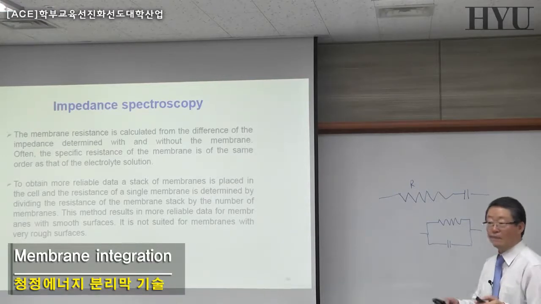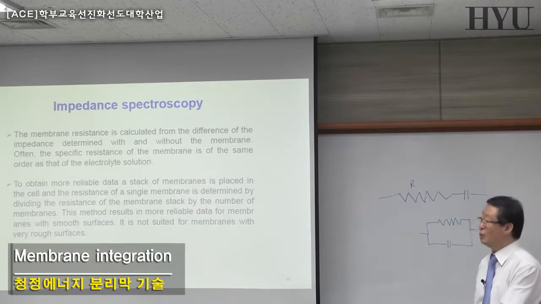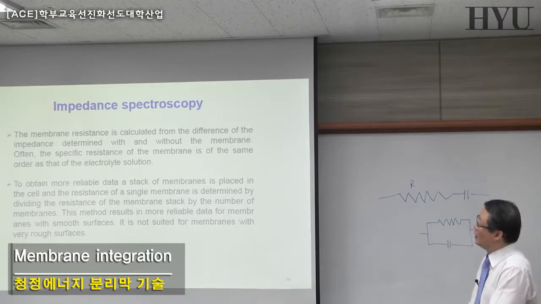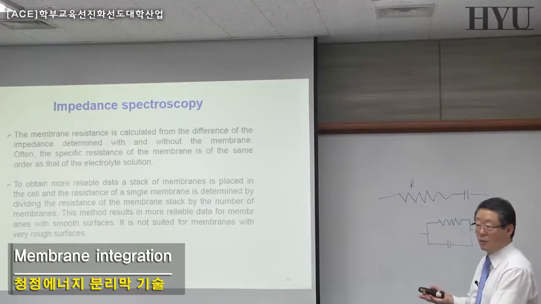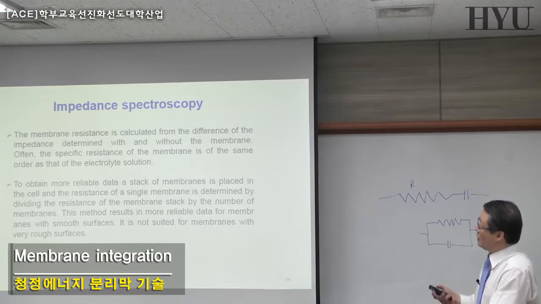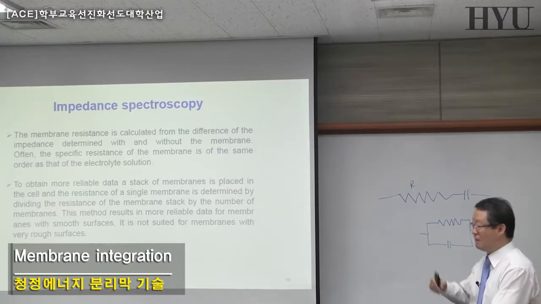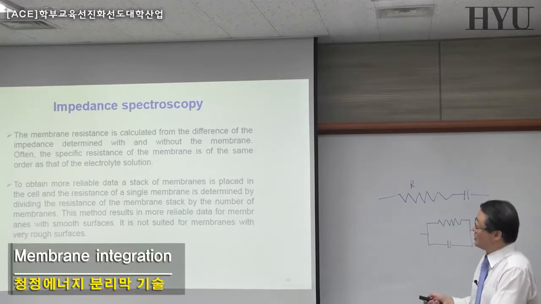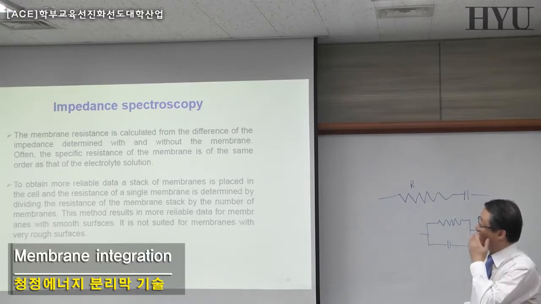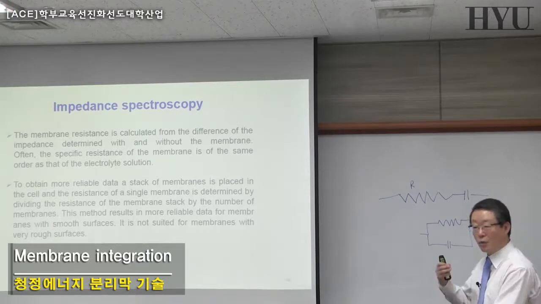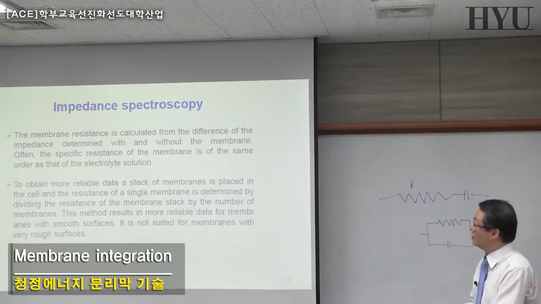So in summary, impedance spectroscopy will give us information about the difference in the impedance with the membrane and without the membrane, so that you can calculate the membrane resistance in this case. Because we are using alternating current, the specific resistance of the membrane is of the same order of magnitude as that of the electrolyte solution.